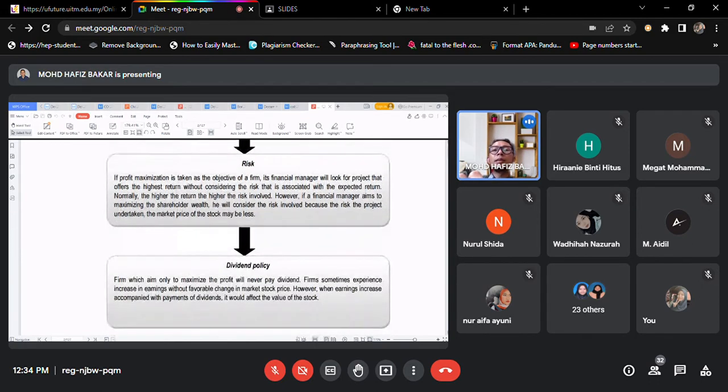dividend policy. Okay, a firm which aims only to maximize profit will never pay dividends. Okay, for example, we take a look at the small and medium companies ataupun small and medium businesses.